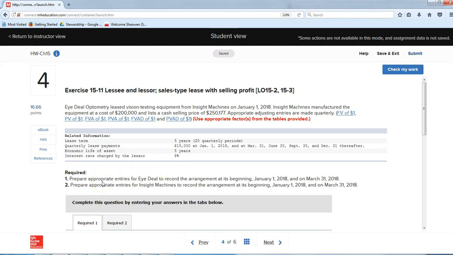The first requirement says prepare appropriate entries for the lessee to record the arrangement at its beginning, January 1st, and on March 31st, the first interest expense that will occur. The lease term starts on January 1st, and you can see the $15,000 is paid on January 1st as well. So there should be 2 lines on the amortization table.